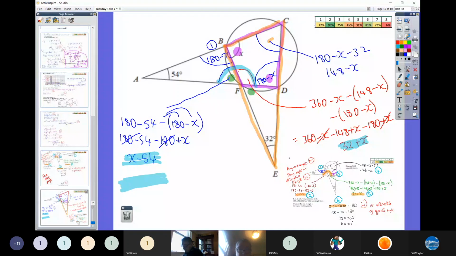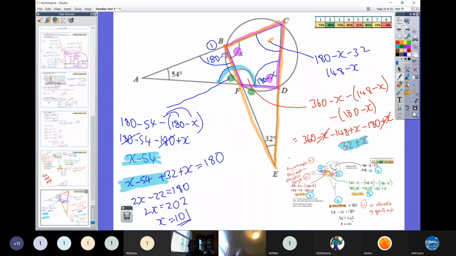Okay, so we've got x minus 54. That's the bit on the left, and that's the angle at F. So the angle I just did above, plus 32 plus x, that's the other light blue angle. Those together equal 180. So gathering that all up, I get 2x minus 22 equals 180. So 2x equals 202. So x equals 101.